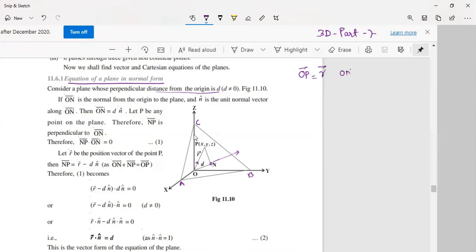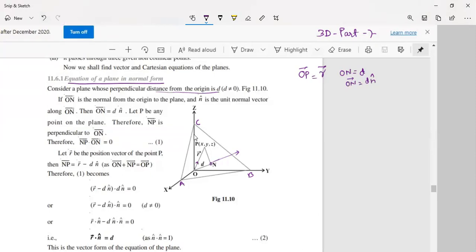ON is a distance D, but how will you make it a vector? ON vector will be equal to D into n cap, where n cap is the unit vector in the direction of ON, the perpendicular. When you multiply with the unit vector in this direction, ON will become a vector.